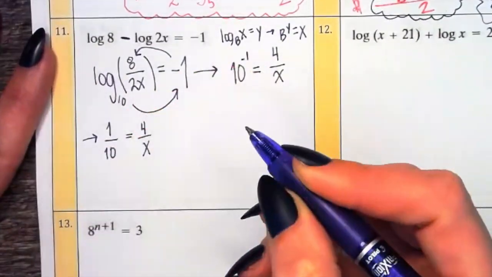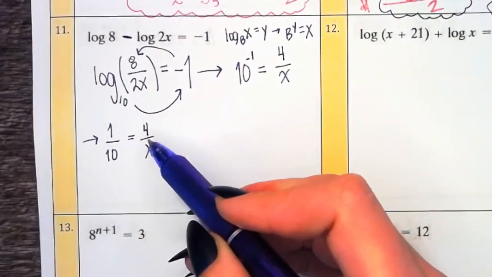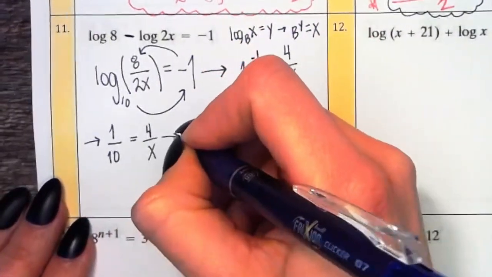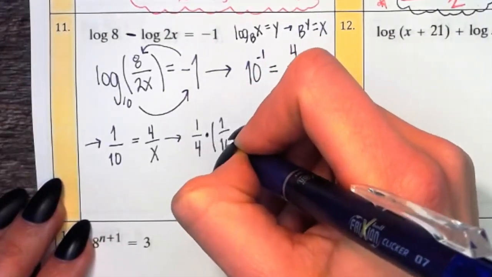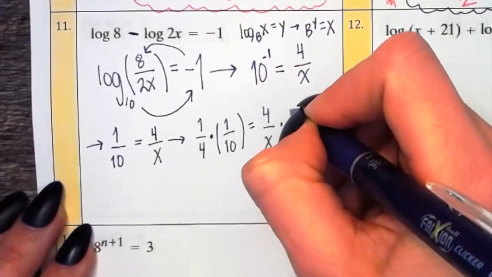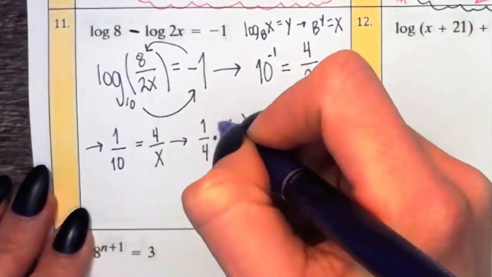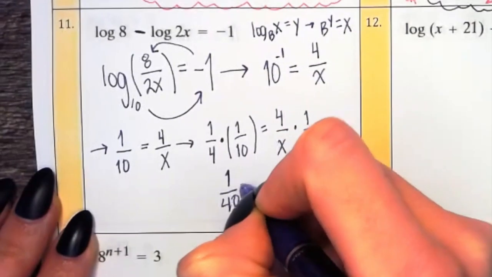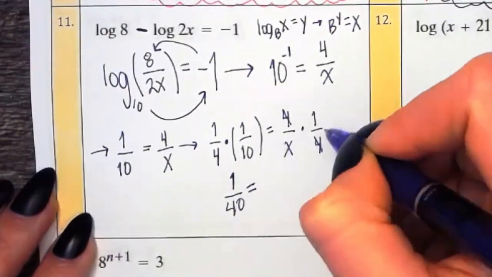So this is where I saw some really interesting mathematics. Some people wanted to divide both sides by 4. Totally fine. I can dig it. Maybe you even, I'll rewrite it here, think of it as multiplying both sides by 1/4. I think that's even more beautiful. So here, 1/4 times 1/10 equals 4 over x times 1/4. So we're multiplying both sides by 1/4. Here, we are going to have 1 times 1 is 1 over 40 equals, a lot of people wrote x. It's not x.